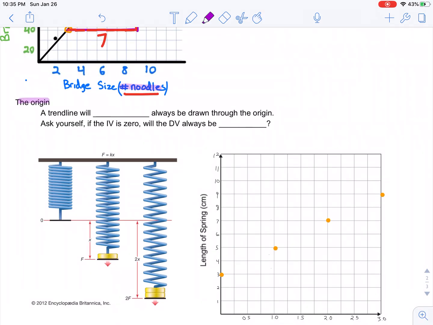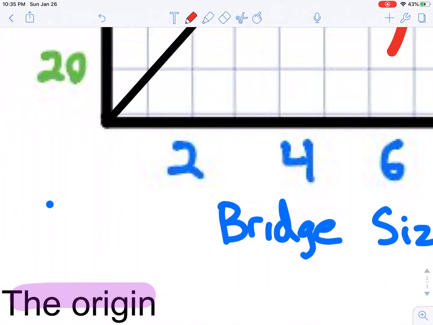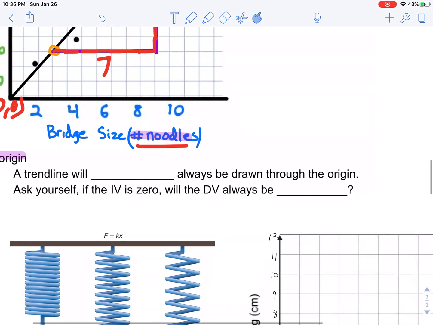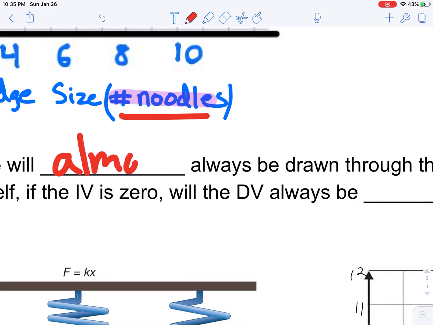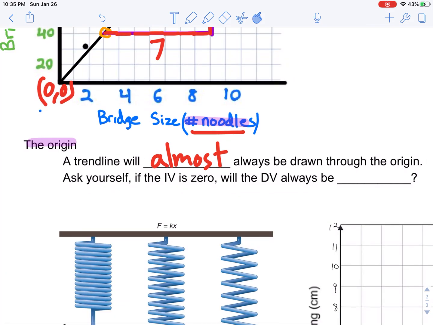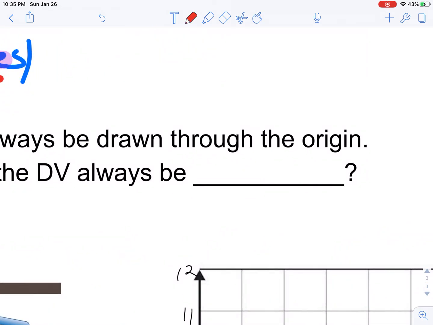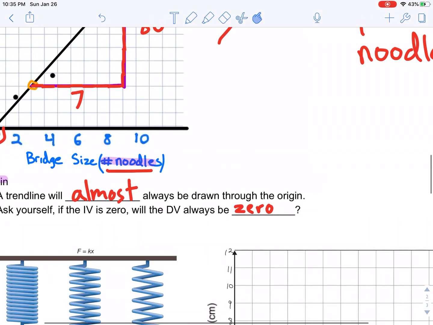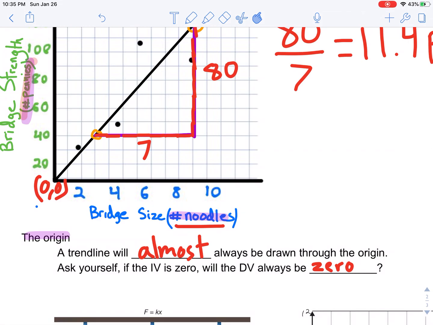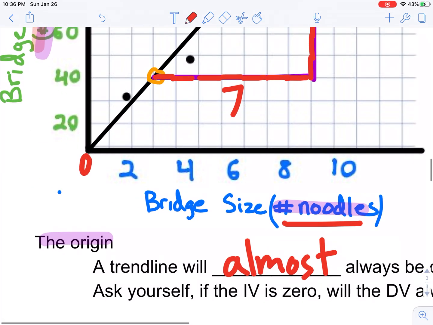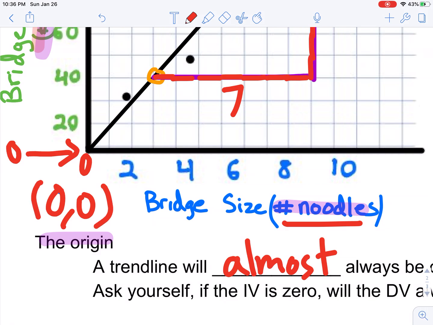So the origin. This trend line goes through the origin, which is point 0, 0, and most always you will be drawing your trend lines through the origin. So a trend line will almost always in this class be drawn through the origin. So ask yourself, if the independent variable is 0, will the dependent variable also always be 0? So let's think about this lab here. In this lab, if you had a bridge that had 0 noodles, so if your bridge size was 0, then it's not going to hold any pennies. So no matter how many times you run that test, you are always going to get a 0, 0 as a data point, because it's impossible to hold pennies if you don't have any noodles.